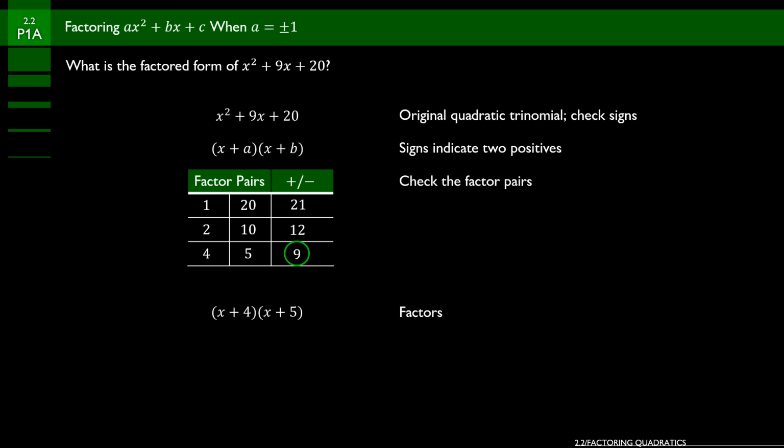The way that you would check this is to go ahead and FOIL it out. X times x is x squared, x times 5 is 5x, 4 times x is 4x, so 5x plus 4x is 9x, and then 4 times 5 is 20. We would get x squared plus 9x plus 20, so our factors do multiply out to our original quadratic trinomial, which means we do have the correct solution.